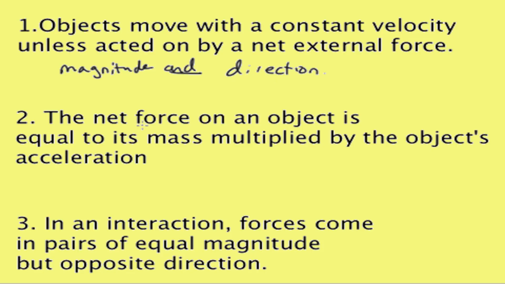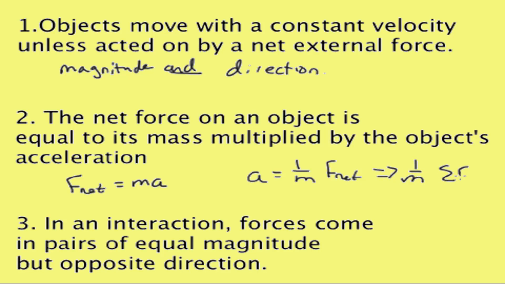The second of Newton's laws is the net force on an object is equal to its mass multiplied by the object's acceleration. So F net is equal to the mass of the object times its acceleration. A more conceptual idea is that a net force causes an acceleration on an object. So the acceleration of an object will be equal to 1 over the mass times the net force. And sometimes you see the net force written as the sum of all the forces acting on the object, because that's what the net force is.